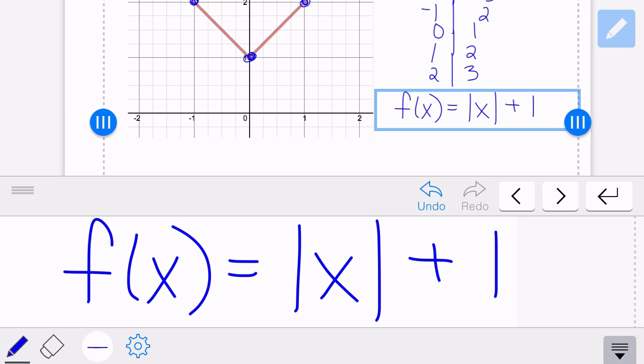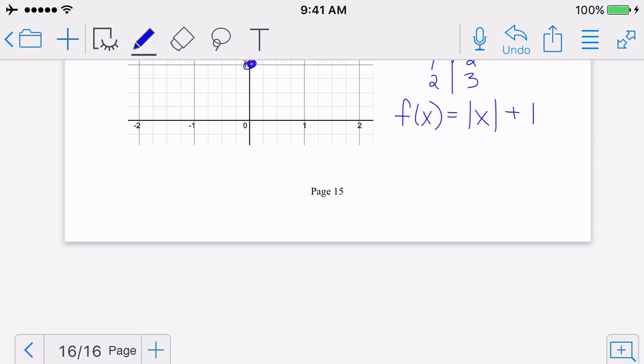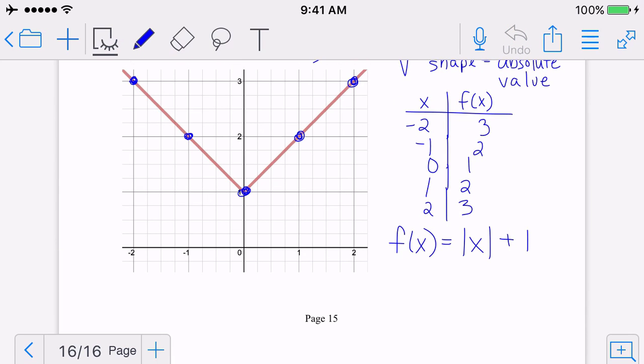So be careful. You want the +1 to be outside of the absolute value because you want to take the absolute value first. If I did like the absolute value of x plus 1 inside the absolute value, that wouldn't work. And you can check that in here. Like if I take -2 plus 1, that's going to give me -1. And then absolute value of that would just be 1. So that's not going to work. You want to make sure that +1 is outside of the absolute value.